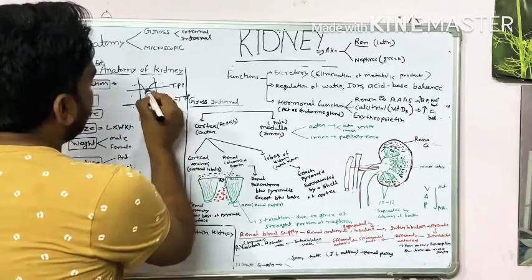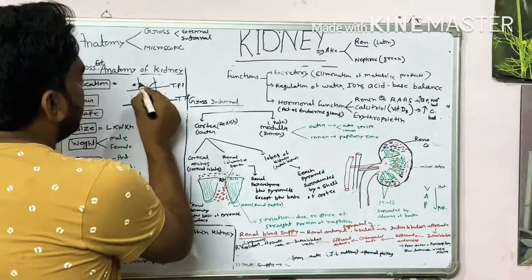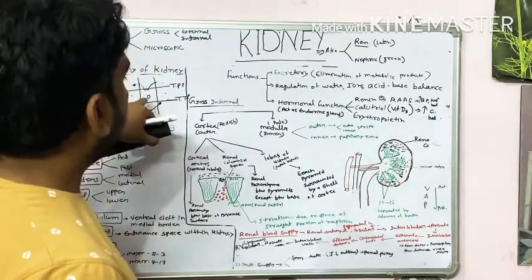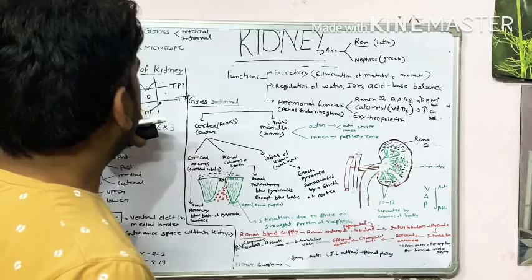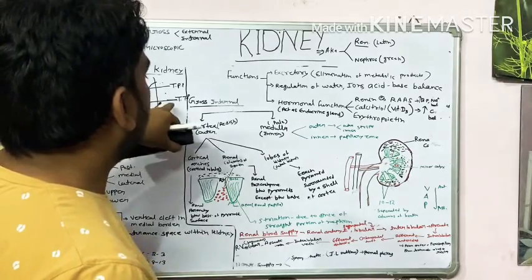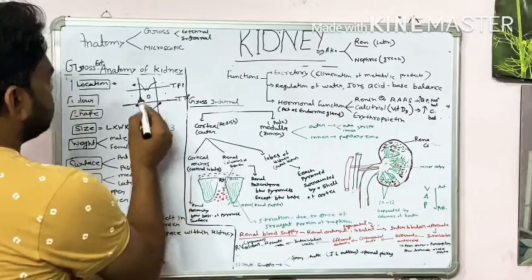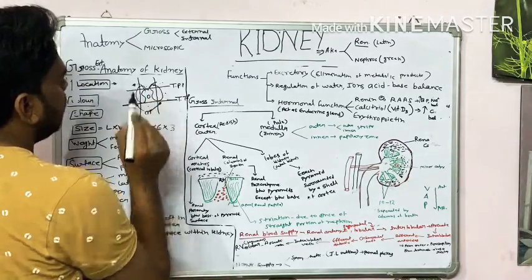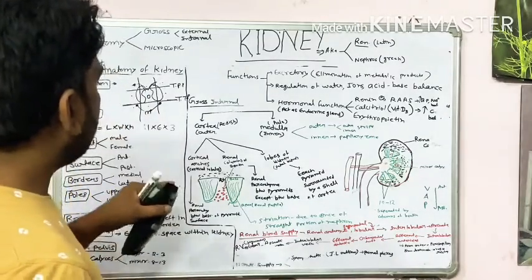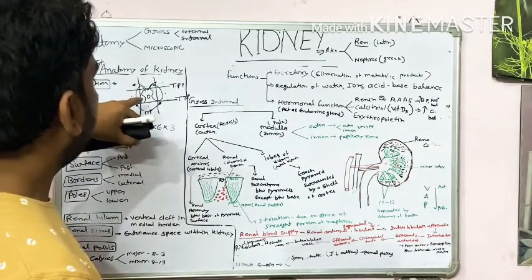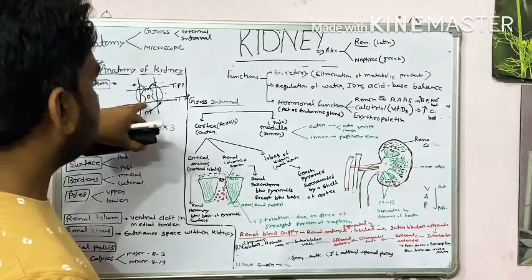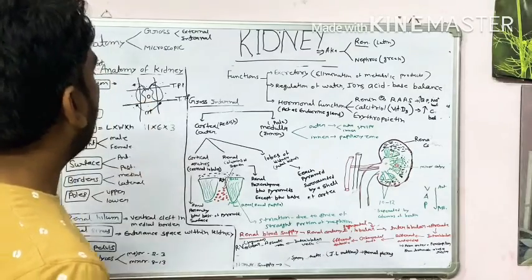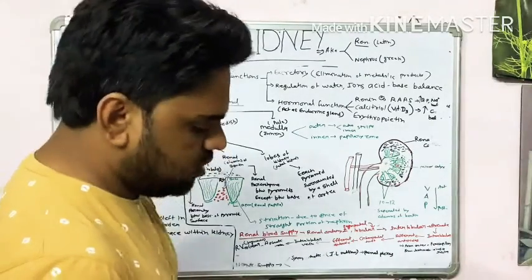So the kidney occupies the right and left hypochondrium, the epigastrium region, the left and right lumbar, and the umbilical region. You have to remember this.